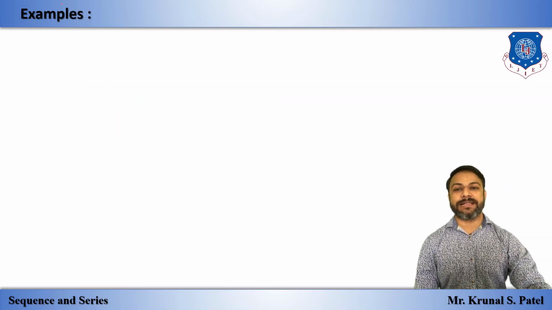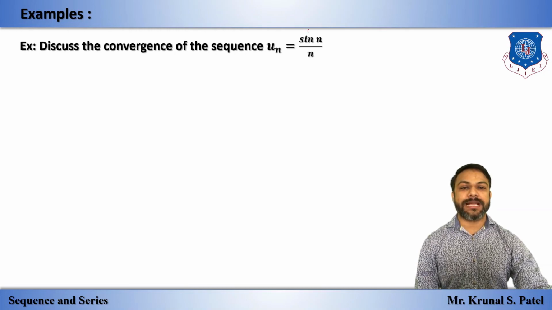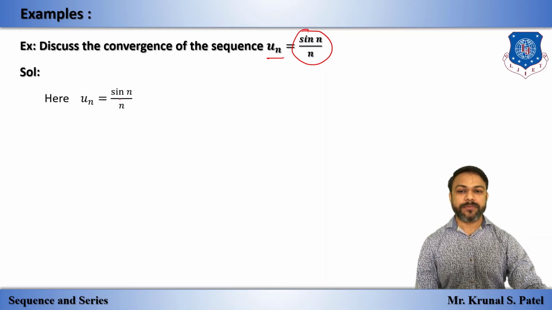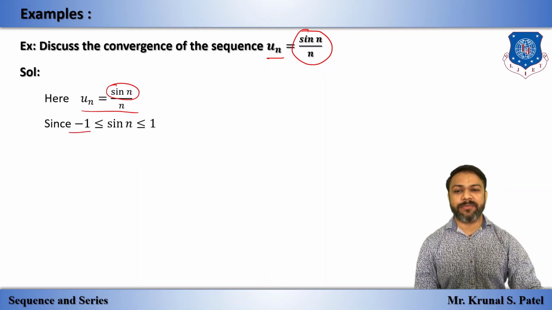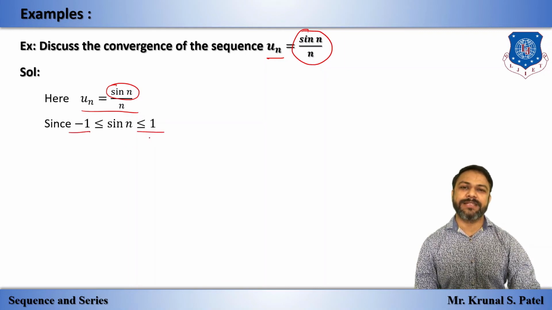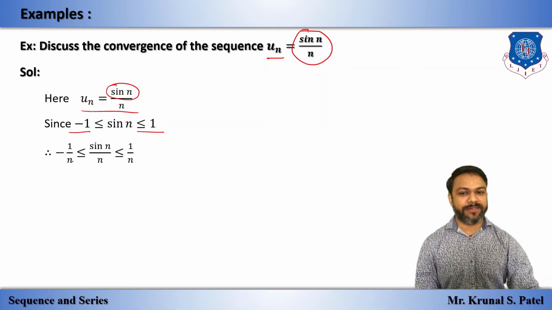Okay, so we have one more example here. Discuss the convergence of sine n by n. That means the nth term un is sine n by n. Now we know one concept of sine, that sine lies between minus 1 and 1. The range of sine is minus 1 to 1. If we divide this by n, we have this inequality.